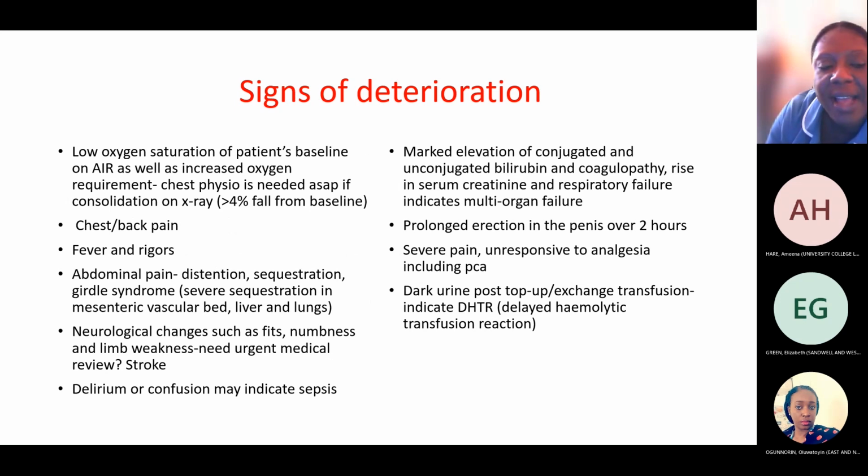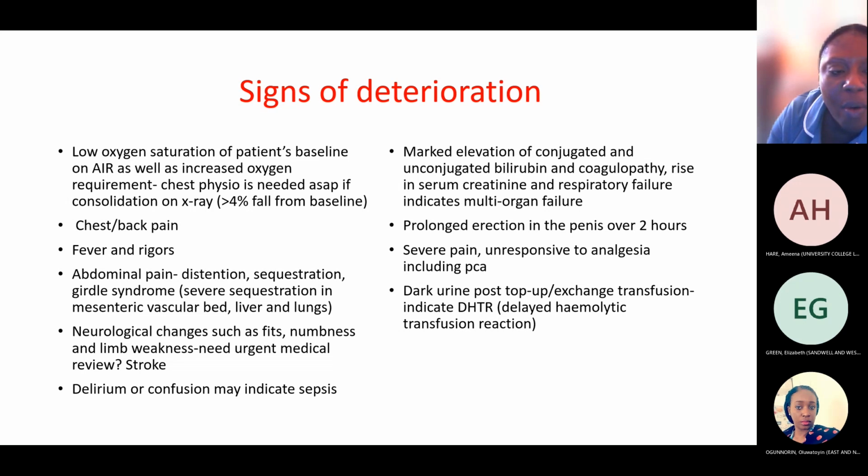So here we talk about signs of deterioration. In a nutshell, patients who are deteriorating who come with vaso-occlusive crisis, low oxygen saturation below the patient's baseline on air, as well as an increased oxygen requirement. These patients who tend to fall below their baseline definitely do need chest physio, as well as an incentive spirometer and obviously review. Because again, are we looking for signs of acute chest syndrome, or could this be a PE, for example? If they're having chest or back pain, that could be a sign of deterioration as well.